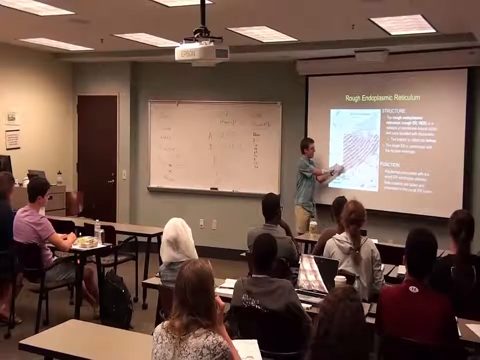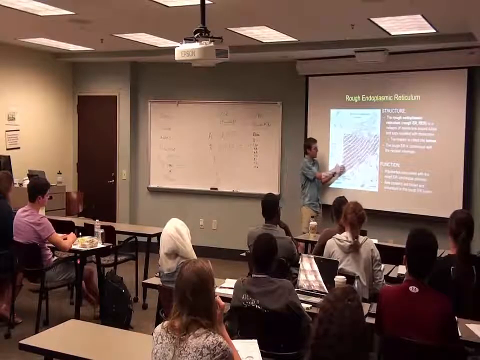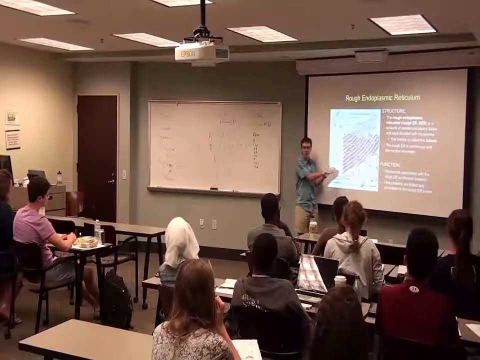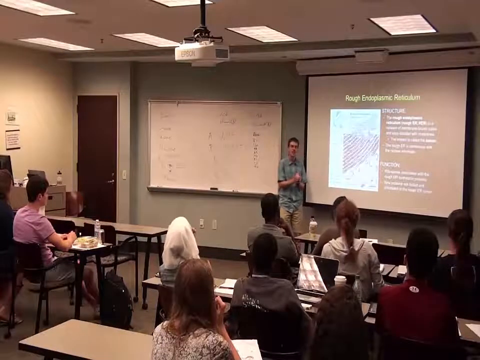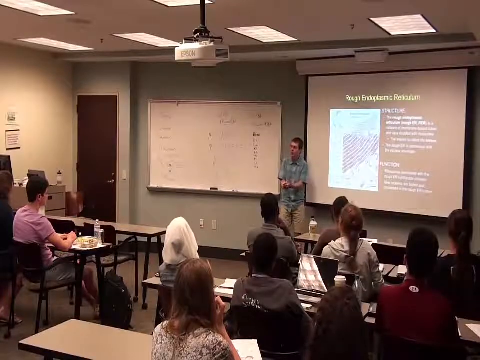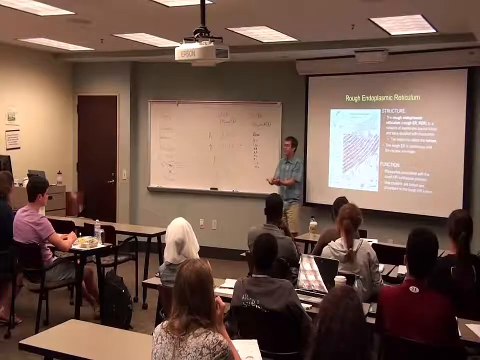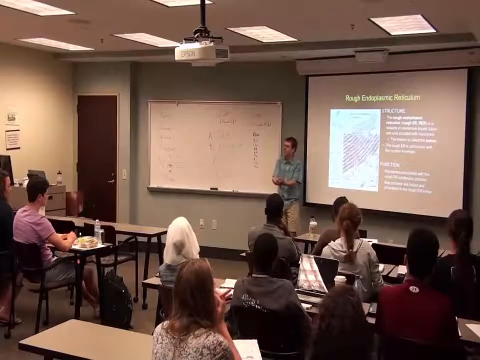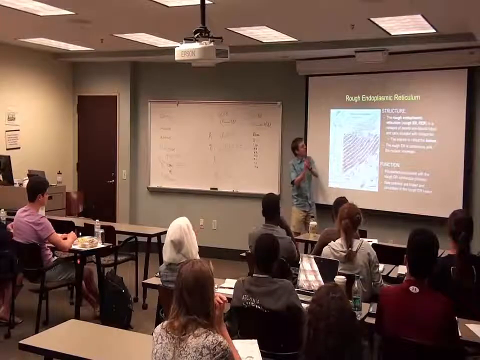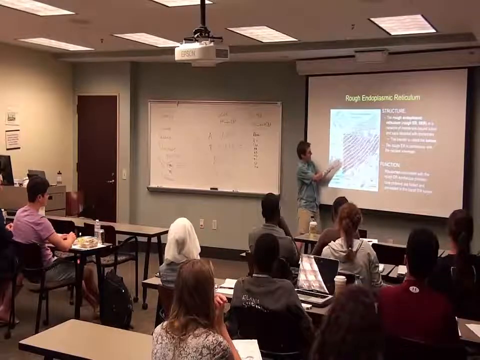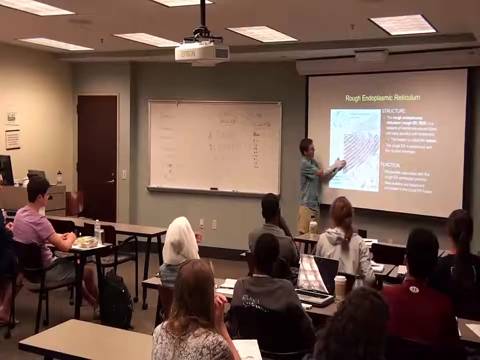So there are specialized cells in the pancreas called beta cells. In response to high blood glucose levels, these beta cells secrete a protein hormone called insulin into our blood. So insulin is a protein. It gets translated inside the beta cells in their rough endoplasmic reticulum.